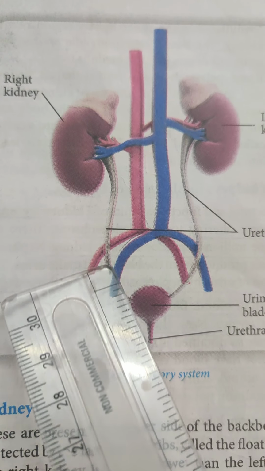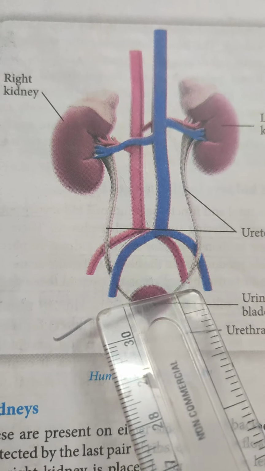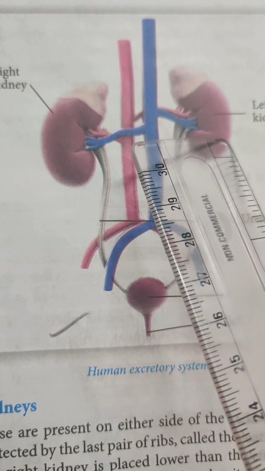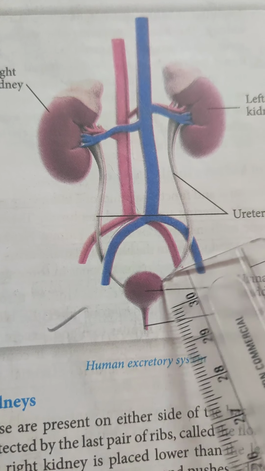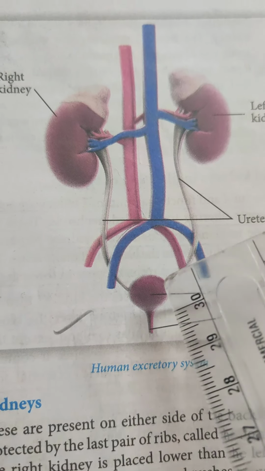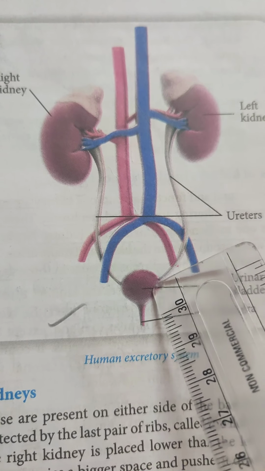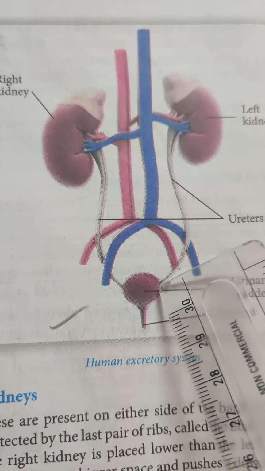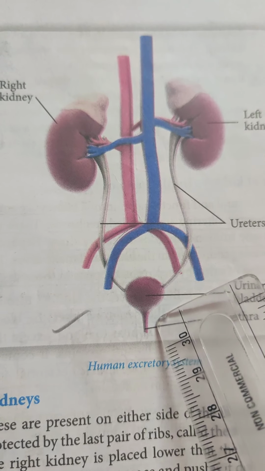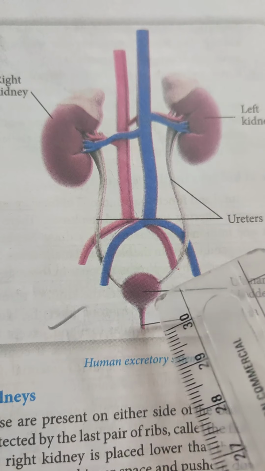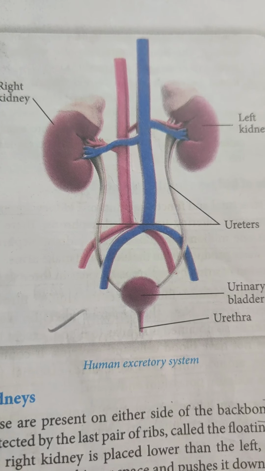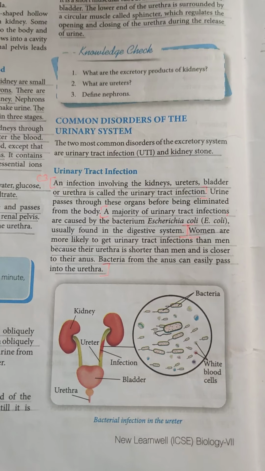Now these are the ureters, a pair of tube-like structures arising from the center of each kidney. Ureters meet in a muscular bag-like structure called the urinary bladder. Urine is stored temporarily in the urinary bladder. This is the urethra, the opening of the urinary bladder. The opening and closing of the urethra is controlled by a muscle called the sphincter muscle.